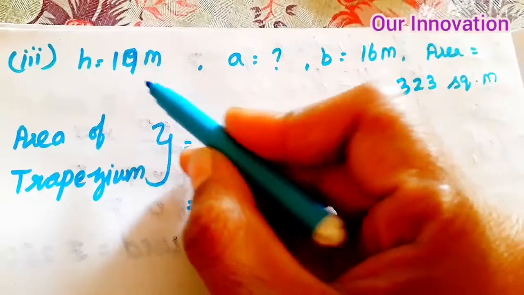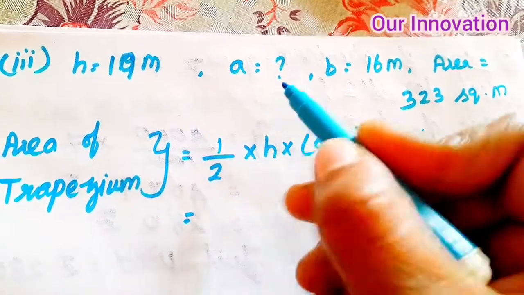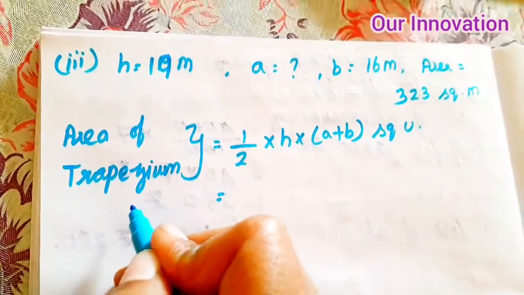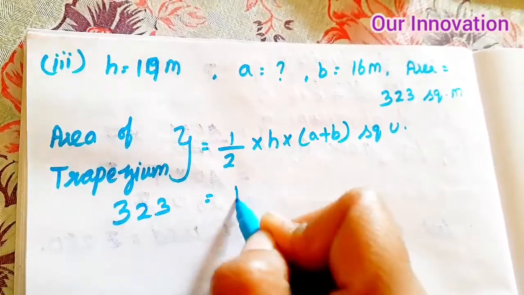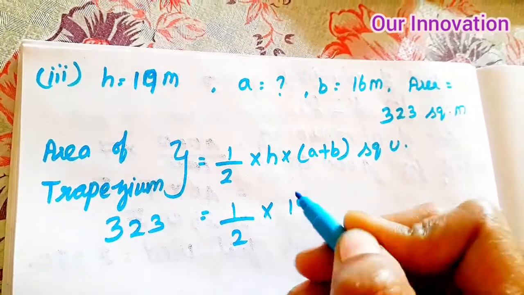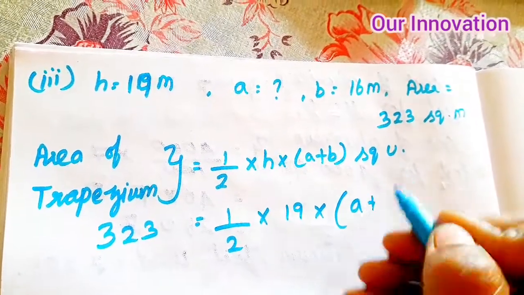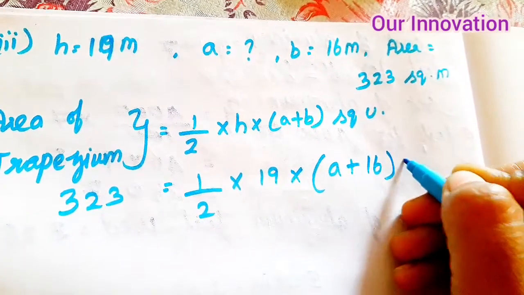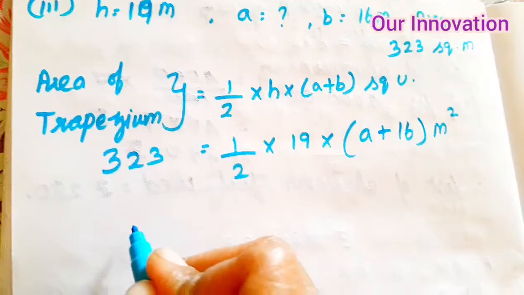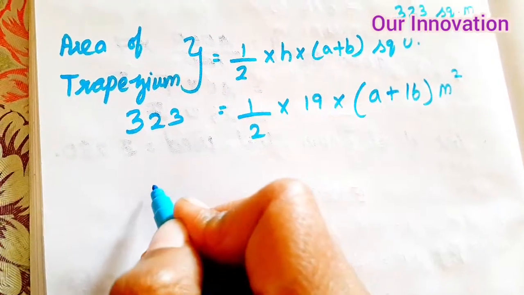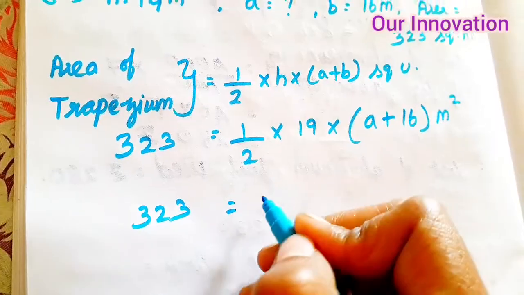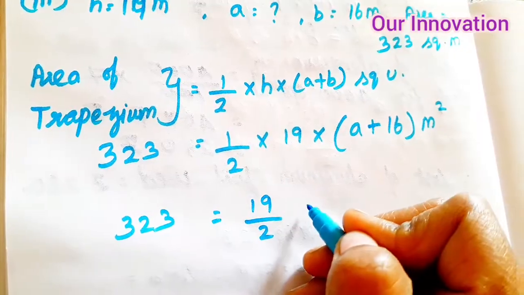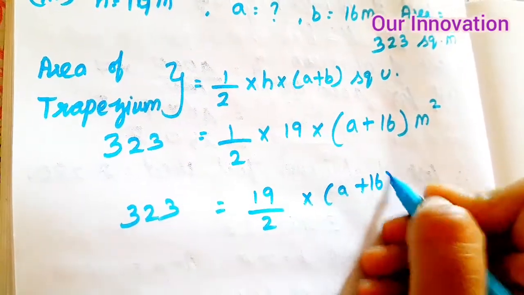This is the answer. Next, H is equal to 19 meter, A you have to find, B is equal to 16 meter. Area is given, 323. So 1 by 2 into H, which is 19, into A plus B, which is 16. So 323 is equal to 19 by 2 into A plus 16 meter square.